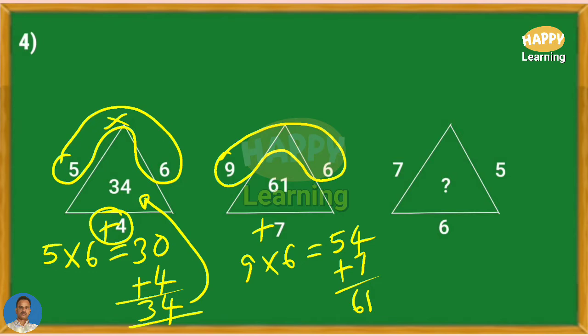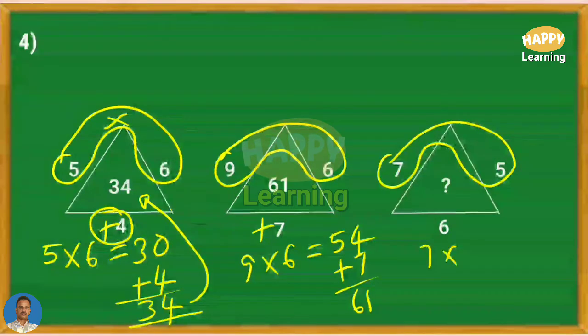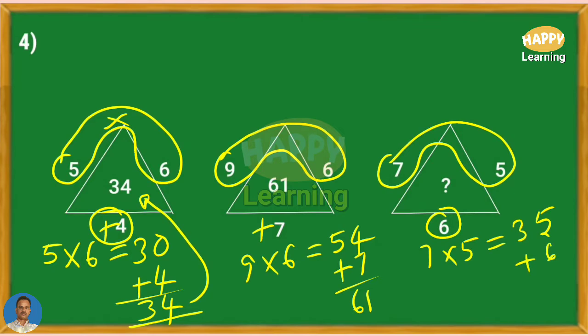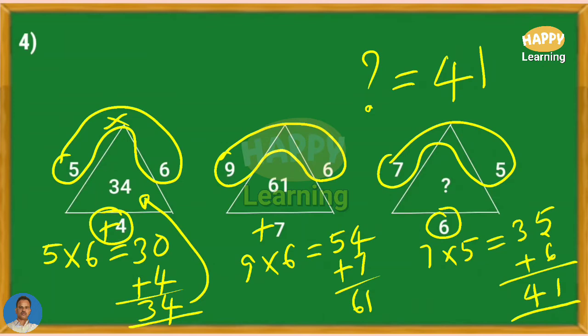Then let us complete the third diagram. So here is 7 and 5. So 7 into 5, 7 5s are 35, and here we have 6. So plus 6 equal to 41. So here in place of question mark there should be 41. So in place of this question mark the value should be 41.